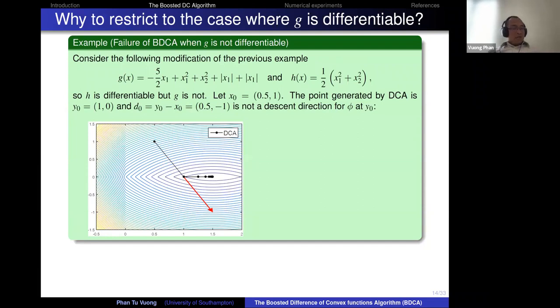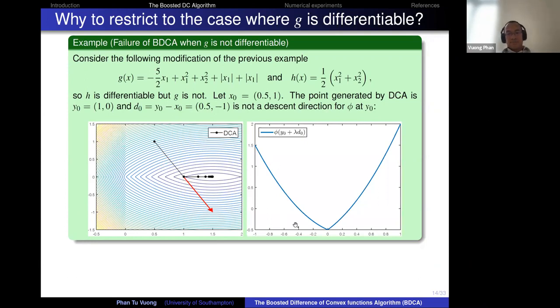You may wonder why we need to restrict our analysis to the case where g is differentiable. We also ask ourselves if the BDCA also works when g is non-differentiable or not. And the answer is negative, unfortunately. So here's an example where g is non-differentiable and h is differentiable. If we start at the point x0 = (0.5, 1), then the point generated by DCA is y0 = (1, 0). And this d0 is not a descent direction of the objective function phi at y0 anymore, okay? So it doesn't work.